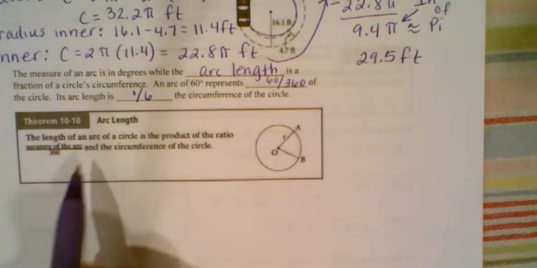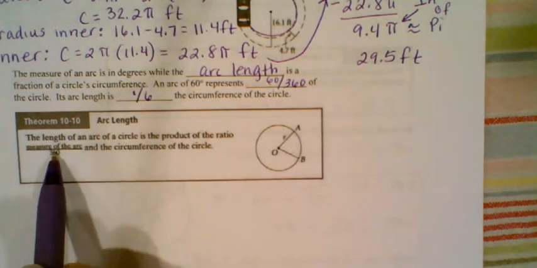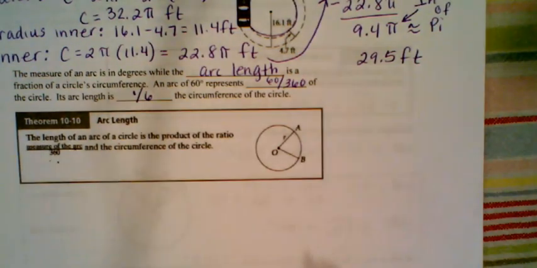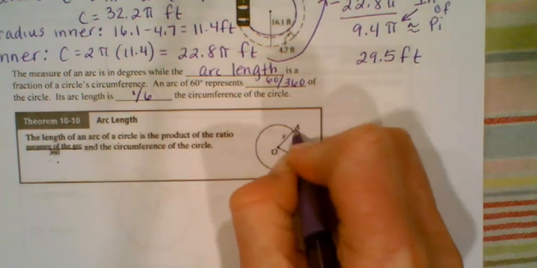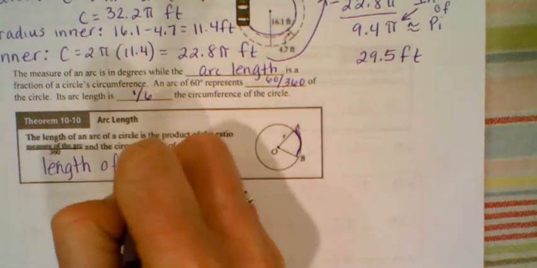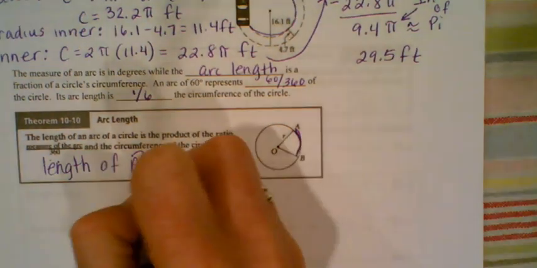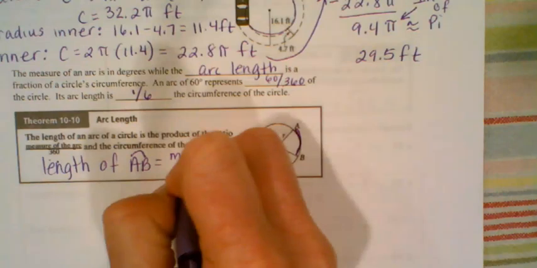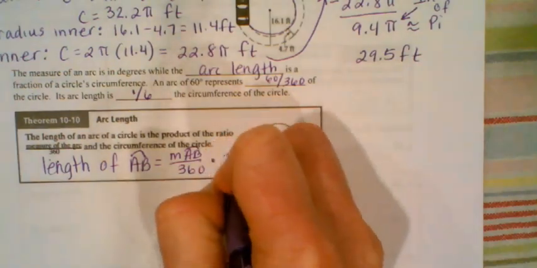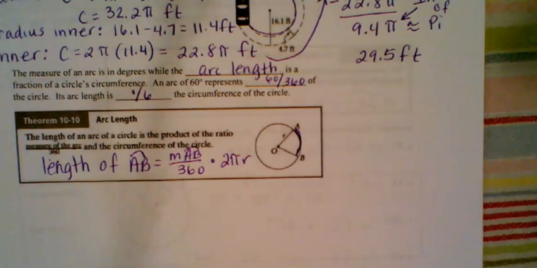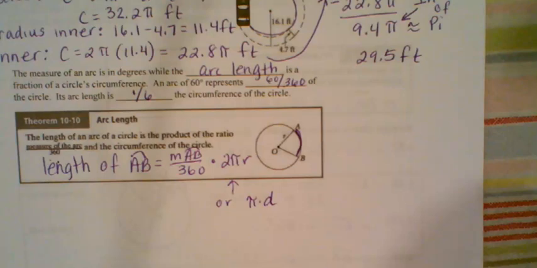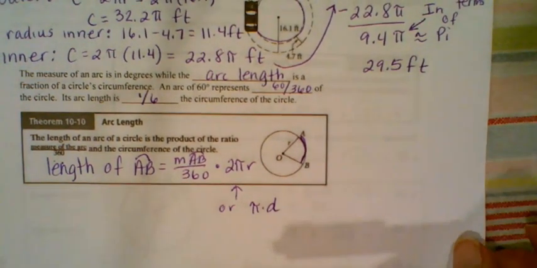So here it says the length of an arc of a circle is a product of the ratio of the measure of the arc out of 360 and the circumference of the circle. So we can say here that the length of arc AB is equal to the measure of AB divided by 360 times 2 pi r, or that would be pi times diameter, depending on if they give you the radius or the diameter.